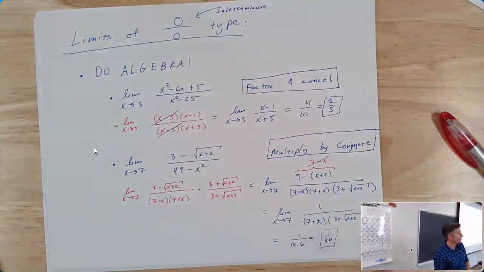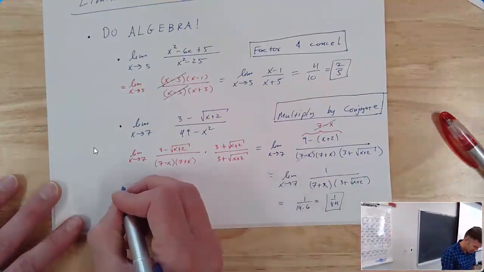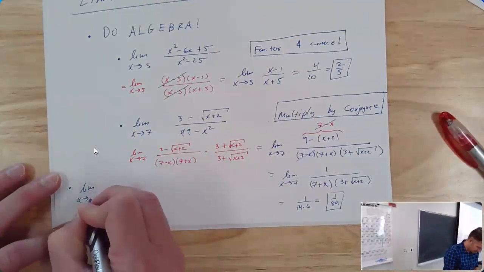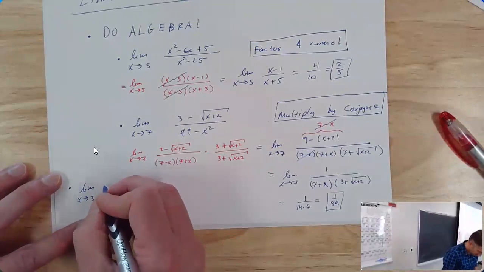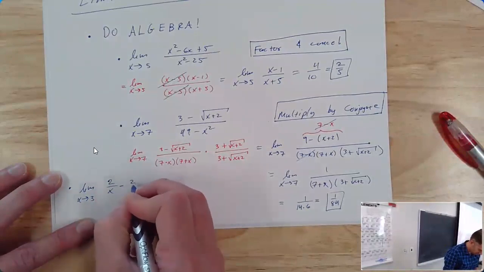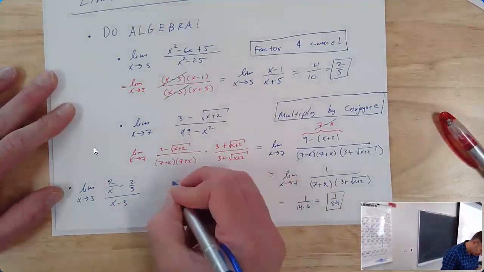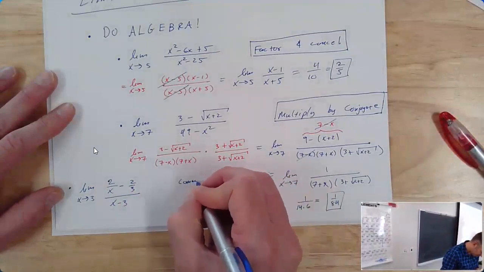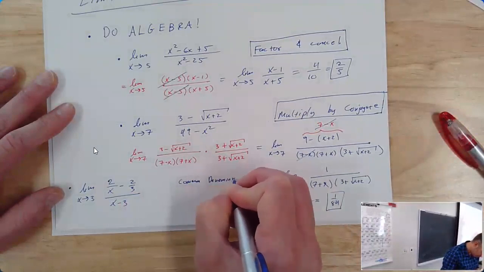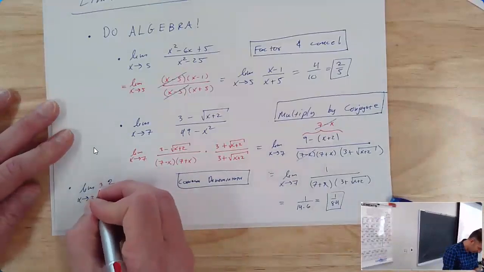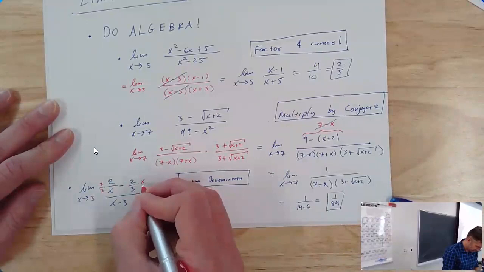So you can either factor and cancel, you can multiply by a conjugate, or the third kind of algebraic method for dealing with a 0 over 0 type of limit, which I don't have enough room for here, is if you have something like the limit as x approaches 3 of 2 over x minus 2/3 over x minus 3. We're going to multiply by the common denominator. This is a common denominator situation. So I would multiply 2 over x by 3 over 3.